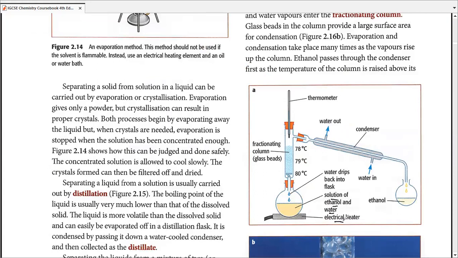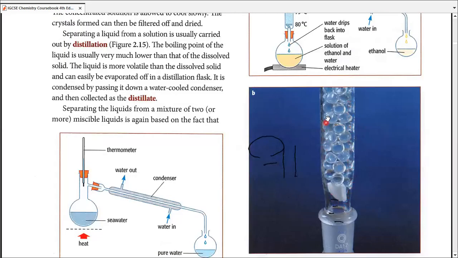We have an electrical heater. Our apparatus is almost the same, except for this fractionating column, which is different this time. You'd see a long column, and that is filled with small glass beads. And in order to show you the proper diagram, he has given you this diagram. Take a look. It's a column made up of glass, and inside we have small glass beads that we have filled it with. Why?